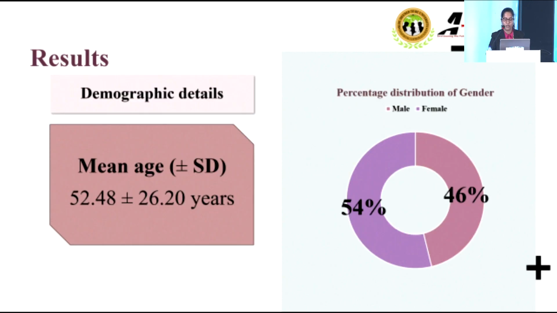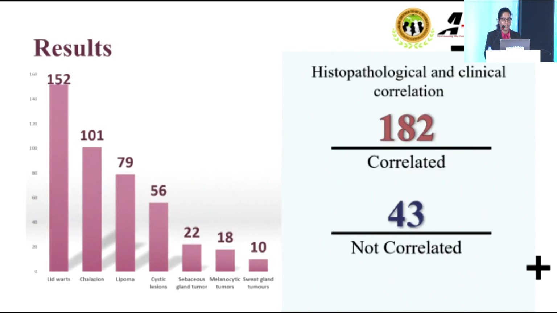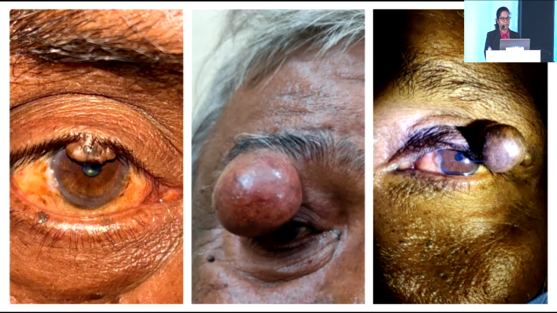The results showed mean age of the patients 52.48 plus minus 26.20 years, with 54% being male and 46% being female. The results were as follows. 152 cases had lid warts, 101 cases had chalazion, 79 had lipoma, 56 had cystic lesions, 22 had sebaceous gland carcinoma, 18 melanocytic tumors, 9 sweat gland tumors, and 1 squamous cell carcinoma. Histopathology and clinical findings correlated in 182 patients and did not correlate in 43 cases.